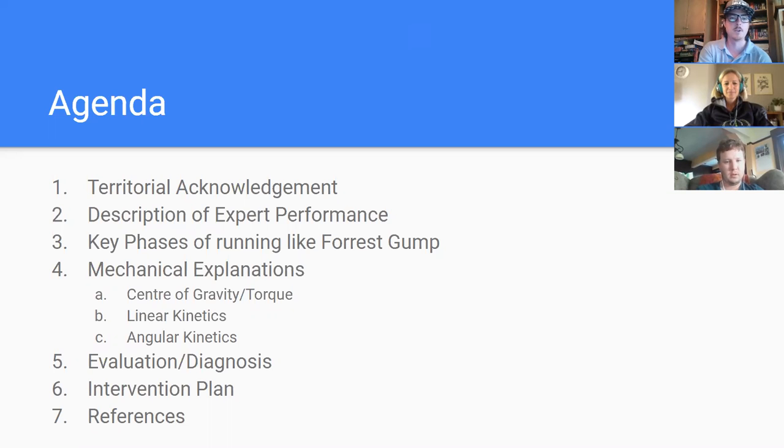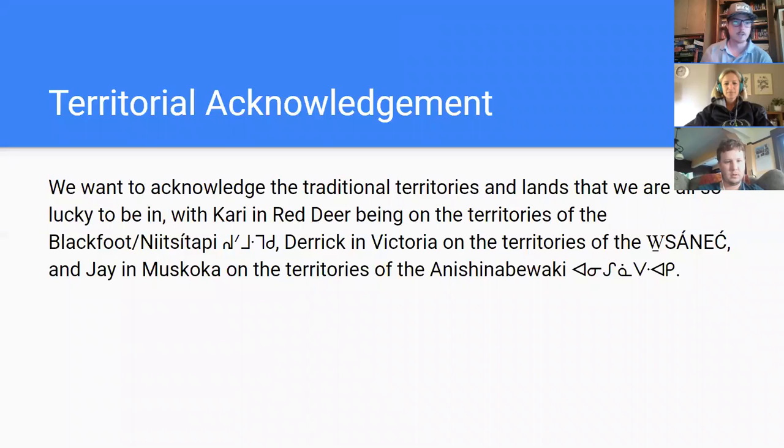But we do want to start with a territorial acknowledgement. So the three of us just want to acknowledge that we're pretty fortunate to be where we are, and acknowledge the traditional territories that we live on and work in. So Kari in Red Deer is on the territories of the Blackfoot, Derek in Victoria, the Wasanic, and where I am right now in Muskoka is the Anishinaabe.